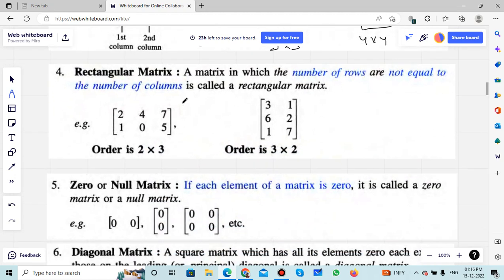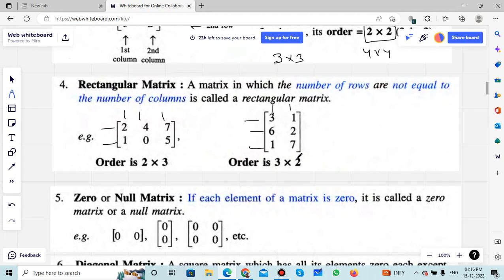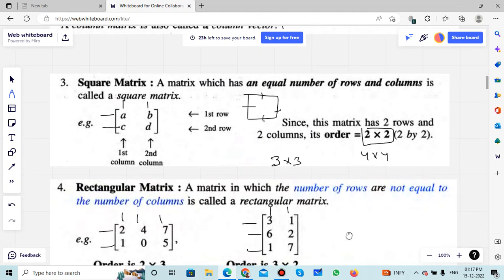Now rectangular, in which the number of rows and number of columns are not equal. Here it is 2 rows and 3 columns, so 2 into 3. Here, 3 rows and 2 columns, it will be 3 into 2. So we call this a rectangular matrix, in which the number of rows and number of columns are not equal.